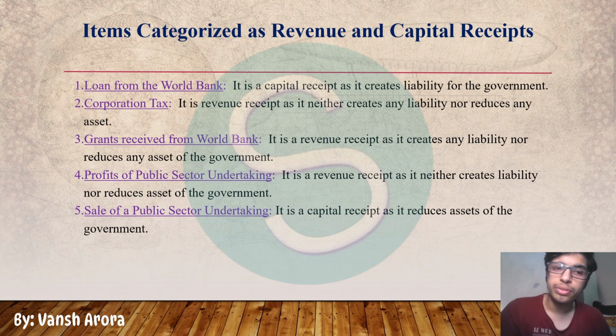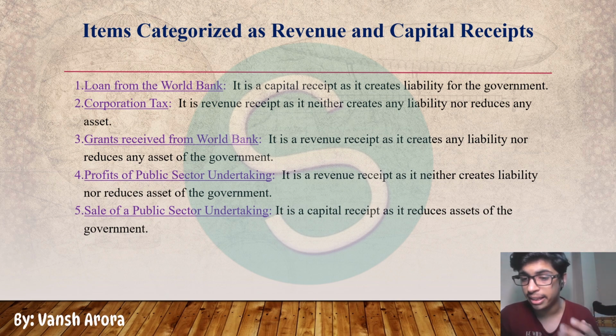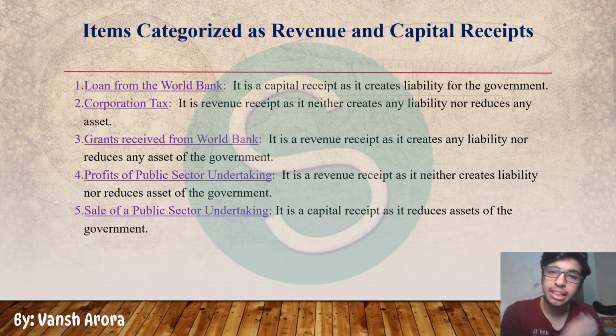And now it is the item that is categorized as revenue and capital receipts. हमने revenue receipts पढ़ लिया, capital receipts पढ़ लिया, अब हम category रखना शुरू कर देंगे, ठीक है? Okay, this is the best question that can be asked in examination or in the vivas. Number one is the loan from World Bank. Loan लिया है World Bank से. What does it mean? It means that the creation of liability has happened. When the creation of liability has happened, it means it is a capital receipt.